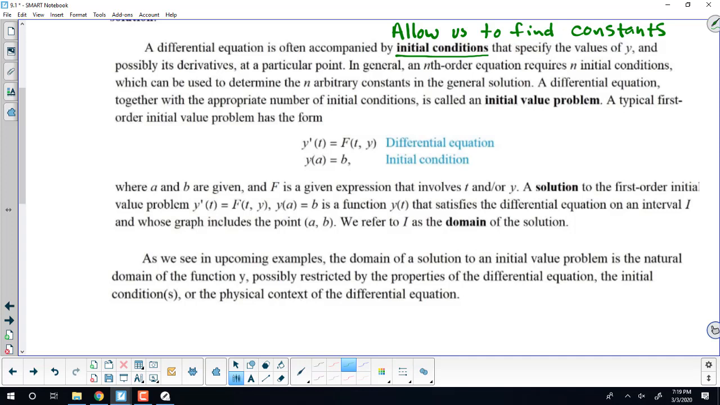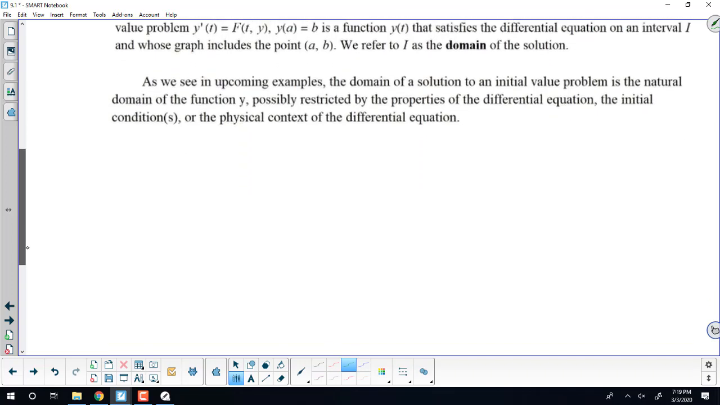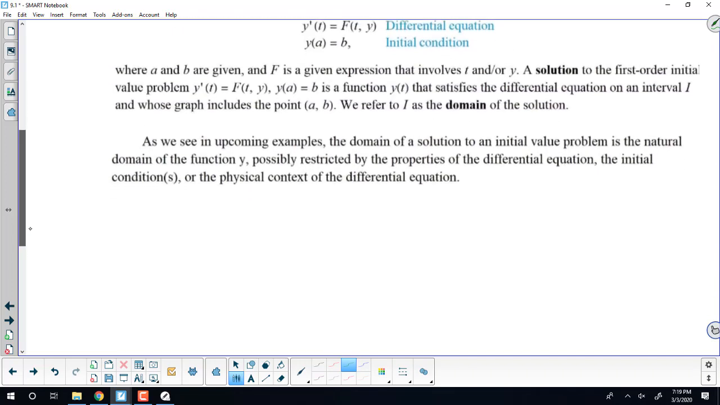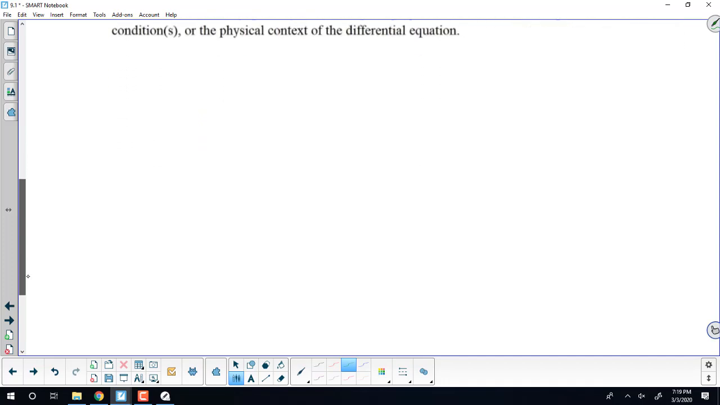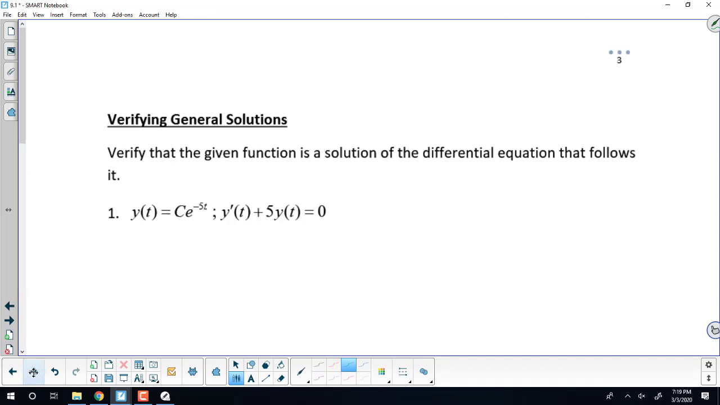So, all of this is very technical, and I'll leave that reading to you. Like I said, we're not really going in depth for any of this, so I'm not going to test you over any of that kind of stuff. So the first thing we're going to look at, though, is verifying general solutions. We're going to be given a differential equation, which is this thing right here. That's our differential equation, and the claim is that this y of t, this function here of t, is the solution.